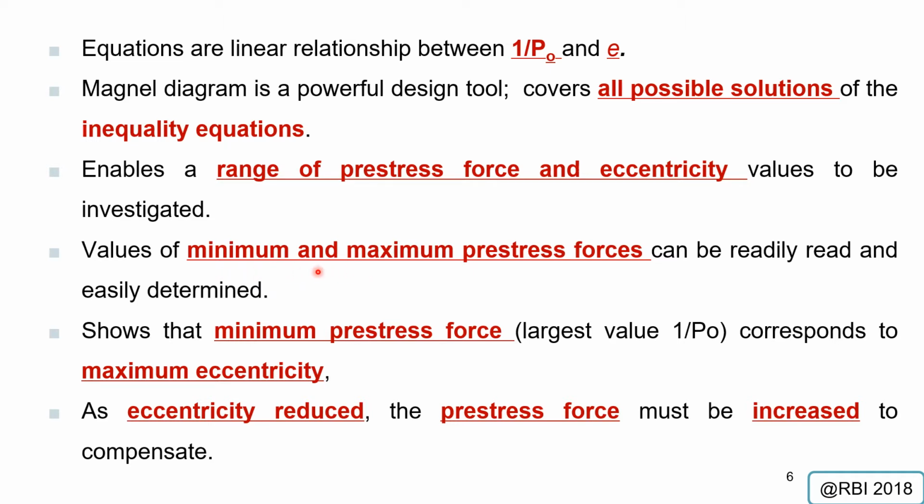The values of minimum and maximum pre-stress force can be readily read and easily determined. It shows you the minimum pre-stress force and what corresponds to the maximum eccentricity, and vice versa. Basically, as your eccentricity is reduced, your pre-stress force must be increased to compensate. You will see that relationship later on in the Magnel diagram.